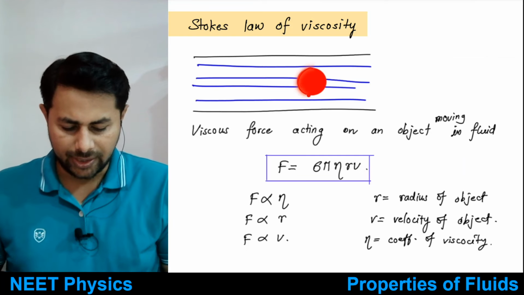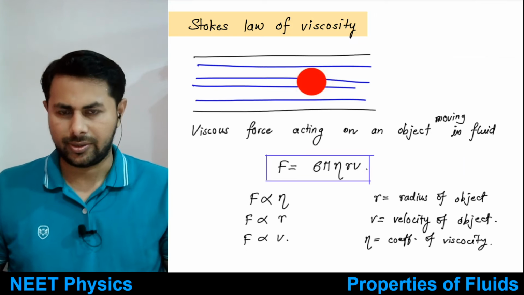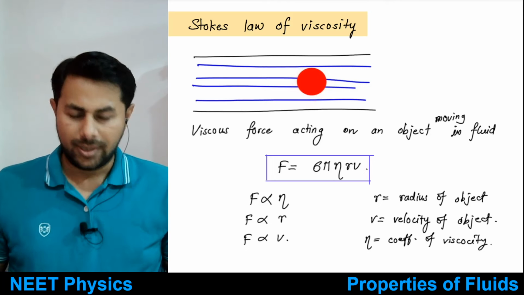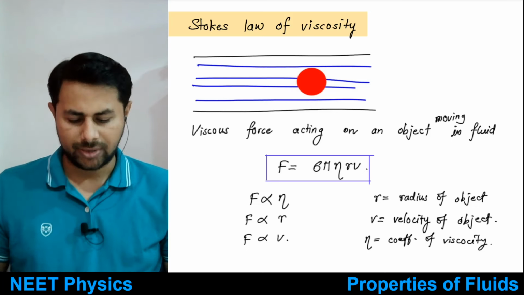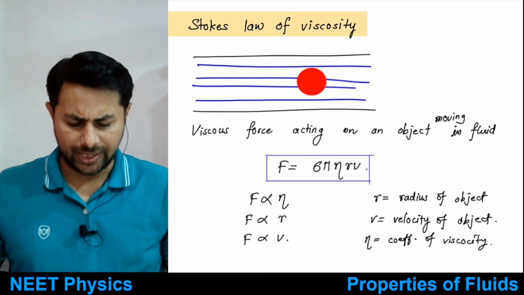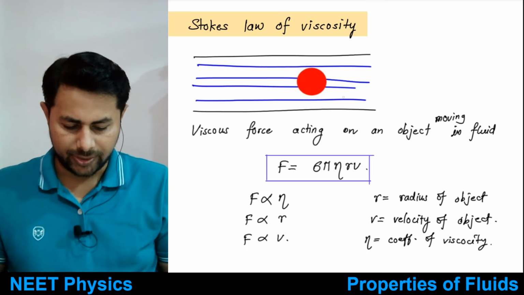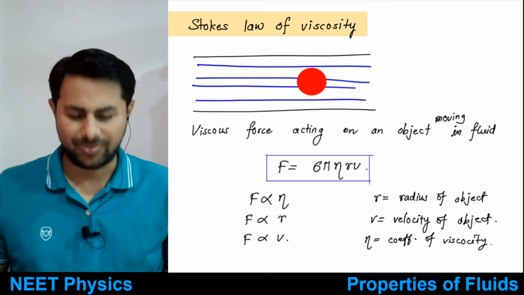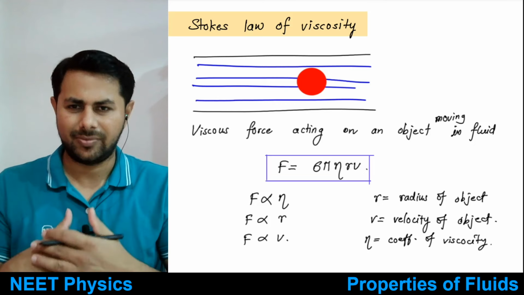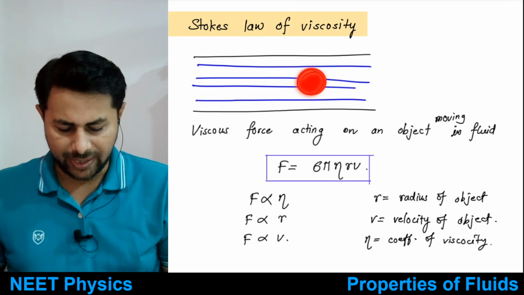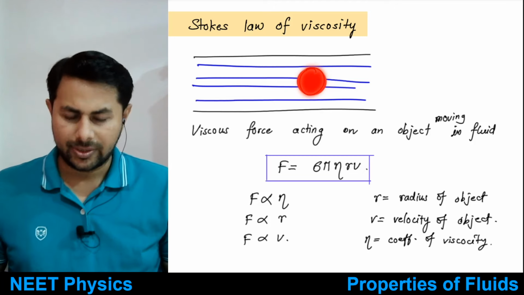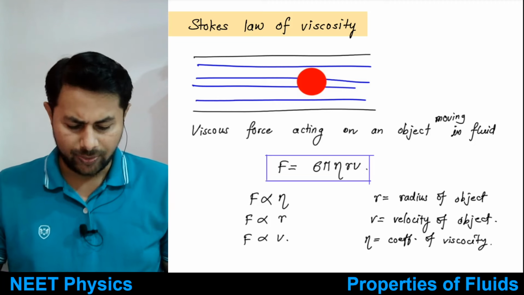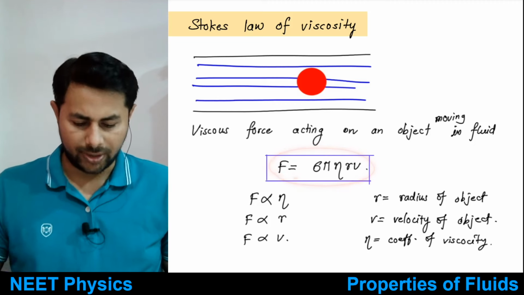Next is, suppose there is some solid object moving through a fluid. Then the fluid will also exert a viscous force on that object, just like fluid exerts a viscous force on its internal layers. Different layers exert frictional force or viscous force on the internal layers of fluid. So just like that, it will also exert some frictional force on a solid object moving through a fluid. For that we have a law called Stokes law of viscosity.